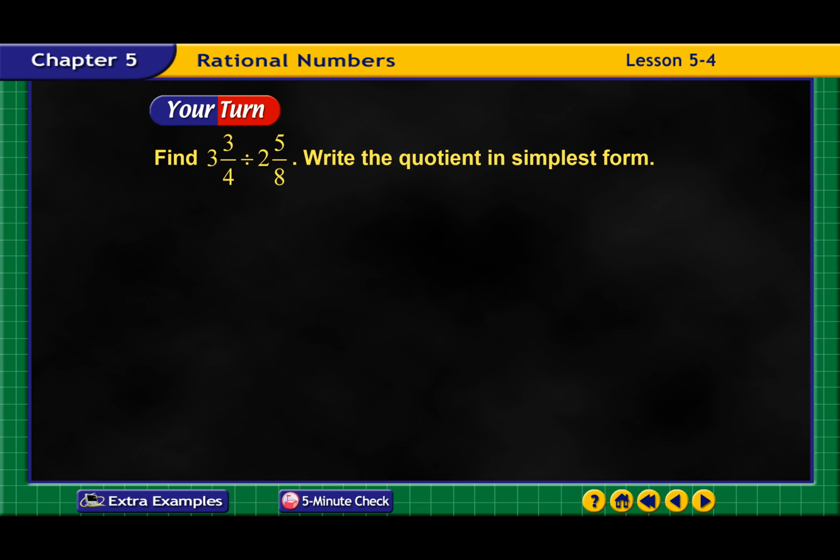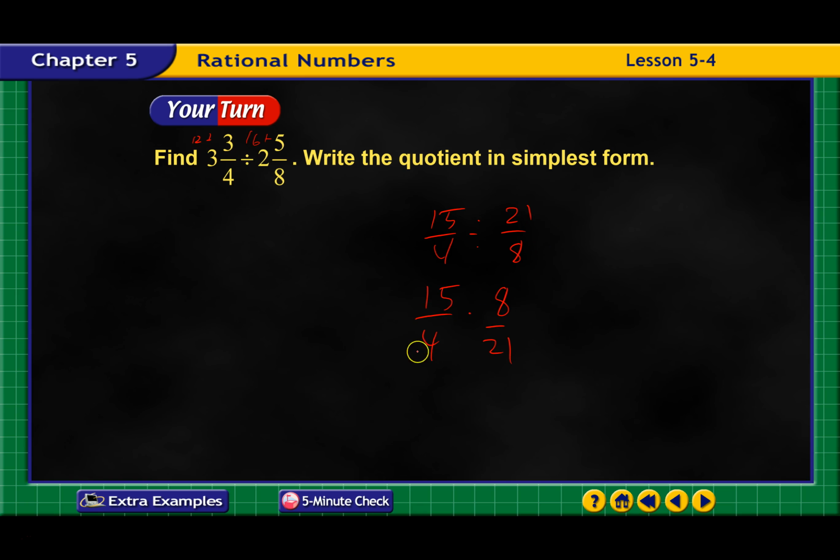Pause this one. Give it a shot. Okay, so first we have to turn them into improper fractions. So this will be 12 plus 3 is going to be 15 over 4 divided by 2 times 8 is 16 plus 5 is going to be 21 over 8. Flip those. So 15 over 4 times, let's get the reciprocal here, 8 over 21. There's no negative symbols here.